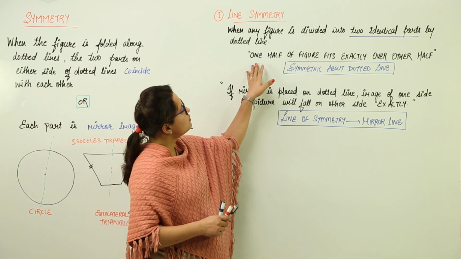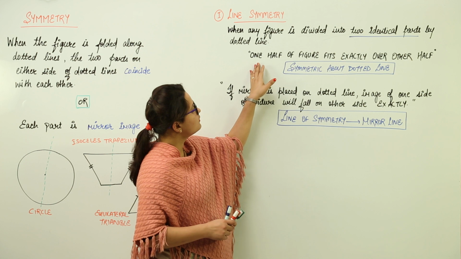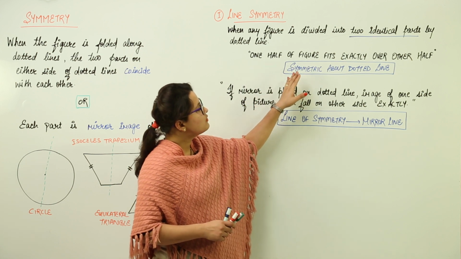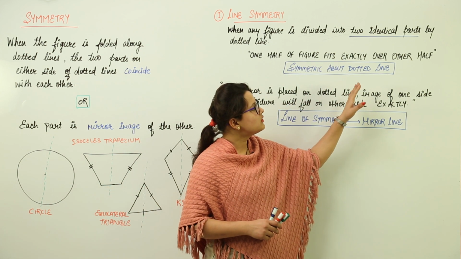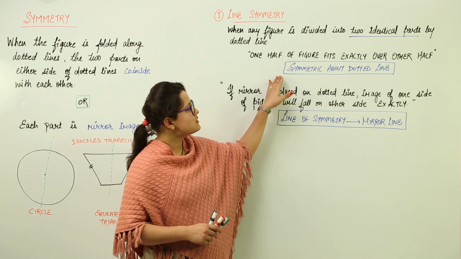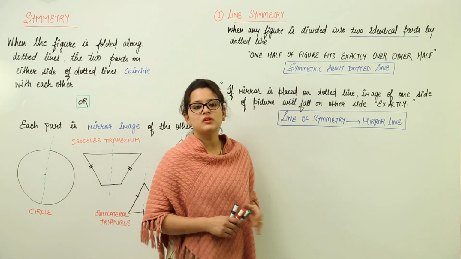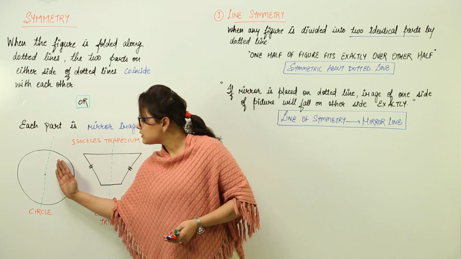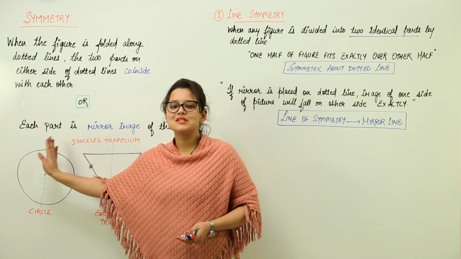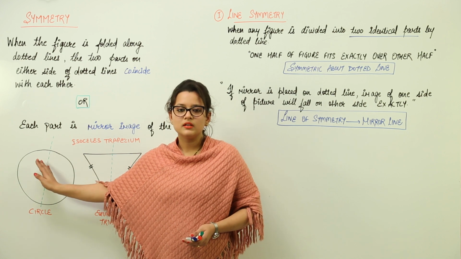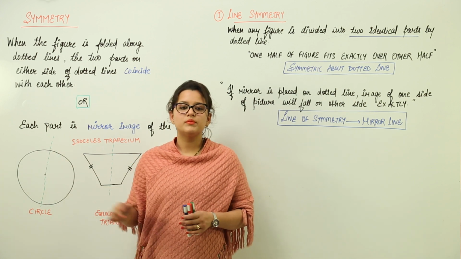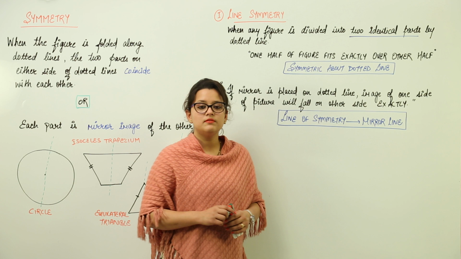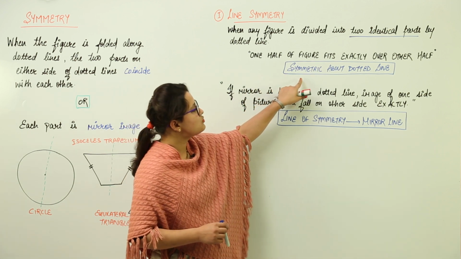Now if you want to conclude, you would have that one half of the figure fits exactly over the other half. That means the figure is going to be symmetric about the dotted line. As we discussed, if one part of the figure fits the other part, as when you fold it, the one part is going to overlap the other part completely, then we say that the figure is symmetric about the dotted line.